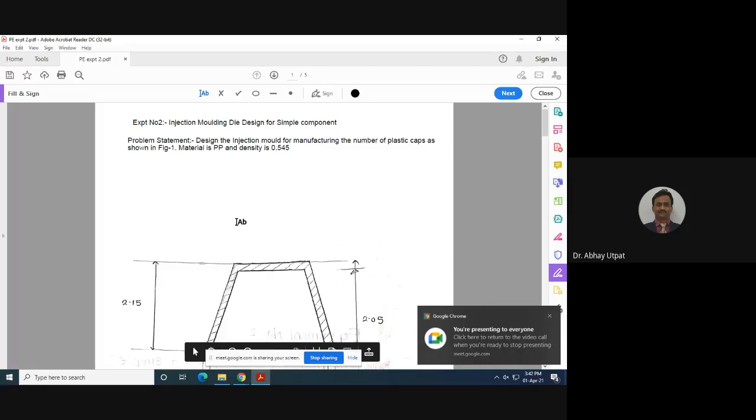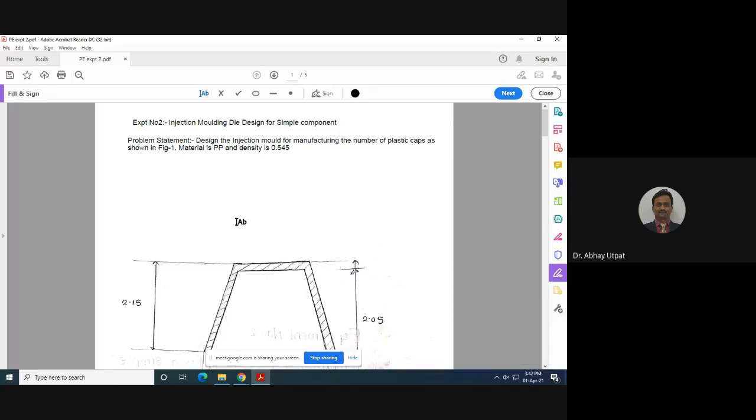So as I have mentioned, experiment number 2, injection molding die design for simple component. Now, what is the outcome of this practical? I already told you every experiment, every chapter has some outcome. So as per our policy, let me explain the outcome of this practical. At the end of the experiment, the student will be able to design an injection mold for a given component.